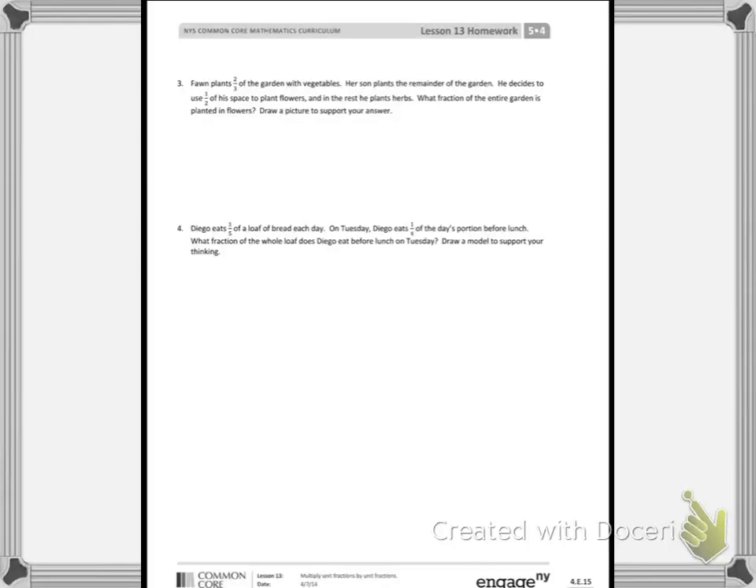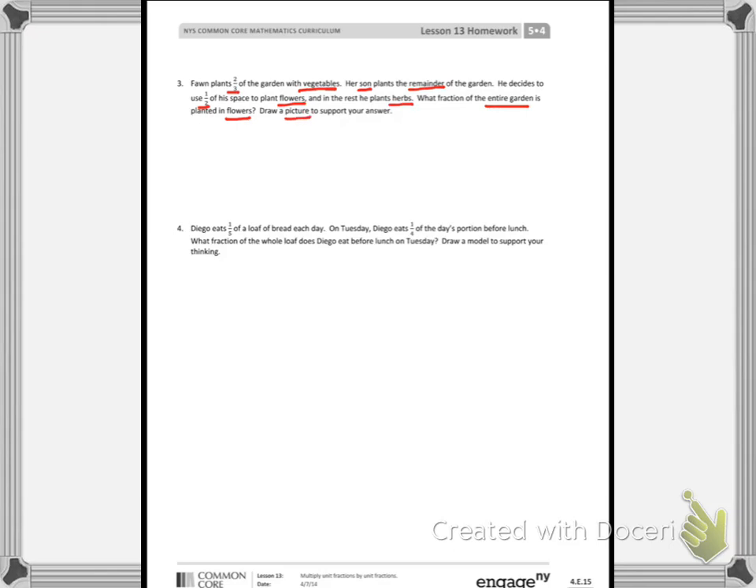This is Module 4, Lesson 13 homework, and we're going to go to problem number 3. Number 3 says, Fawn plants 2/3 of the garden with vegetables. Her son plants the remainder of the garden. He decides to use half of the space to plant flowers, and the rest he plants herbs. What fraction of the entire garden is planted in flowers? Draw a picture to support your answer.